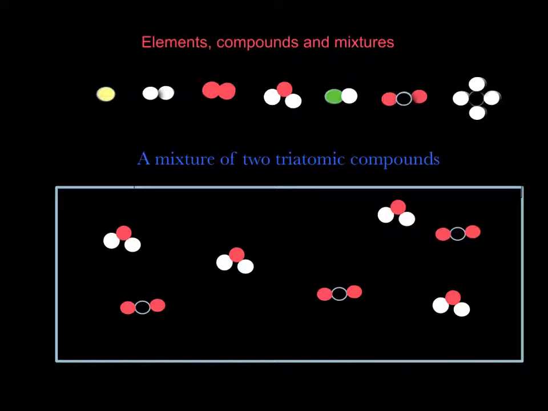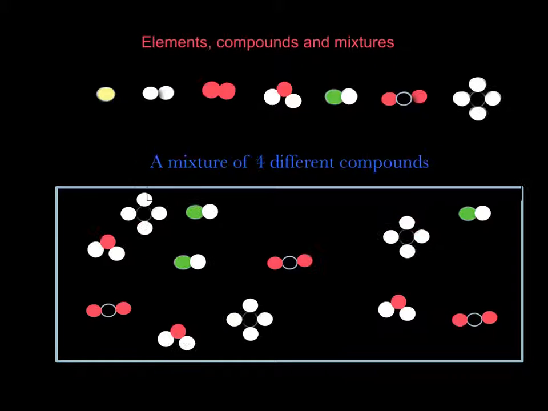This is a mixture of two triatomic compounds because a triatomic compound is three atoms bonded together, where two of them can be the same, but they have to be different atoms. And it is not a pure substance because they are two different. These are four different compounds because each one has at least two different atoms in it, and they're bonded together.